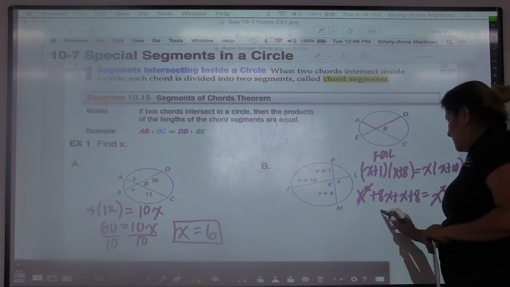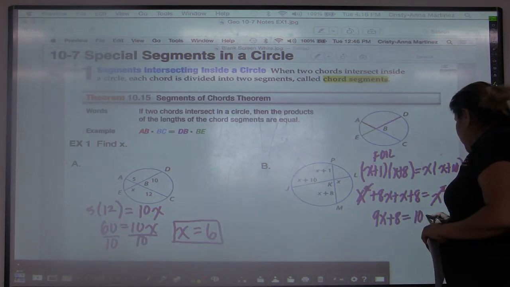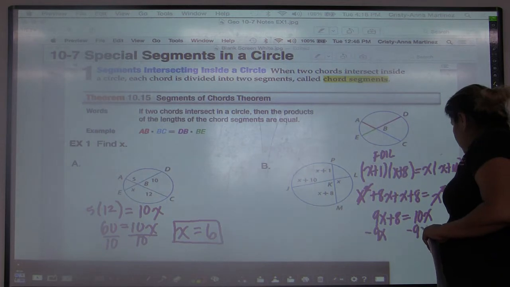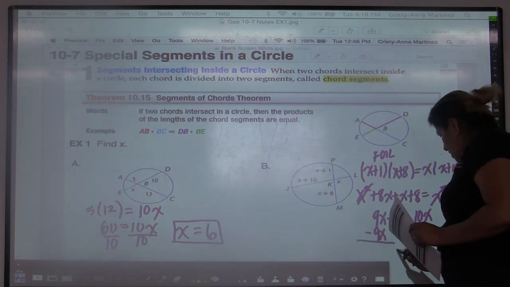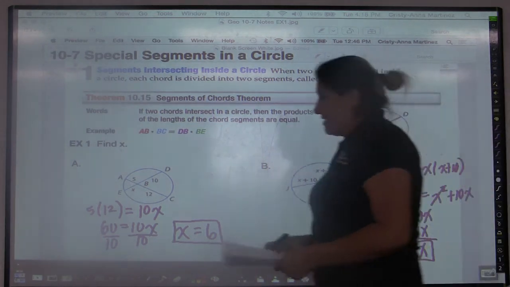8x plus 1x is 9x. And over here we have 10x. So we want to move these 9x's to the other side. And we get that x equals 8. Alrighty, so that's how you do example 1.